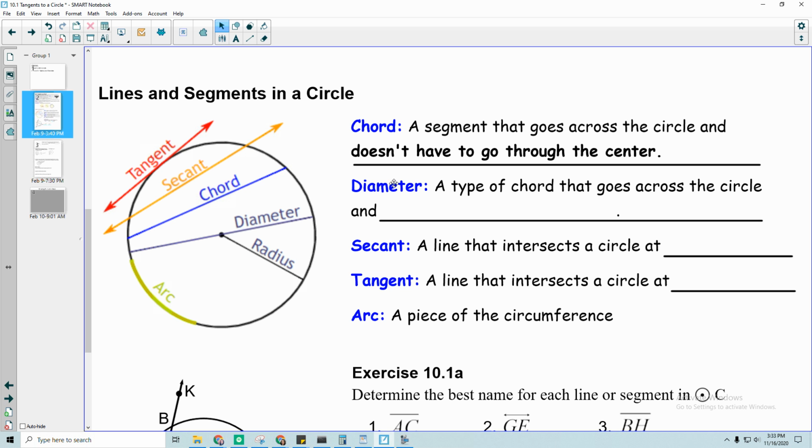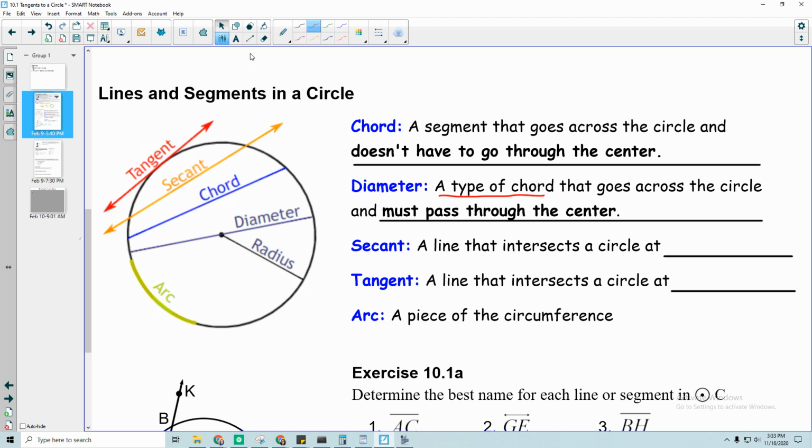Okay, and then a diameter is actually going to be a type of chord. Okay, so that's really crucial. We're adding on to our definition of diameter. It's a type of chord that goes through the circle and it has to pass through the center. So both a chord and diameter, those are both chords. A diameter is just a special chord that goes through the center. Okay, but you could have a chord that doesn't go through the center. That would just be a normal chord, but a chord that goes through the center is a diameter.